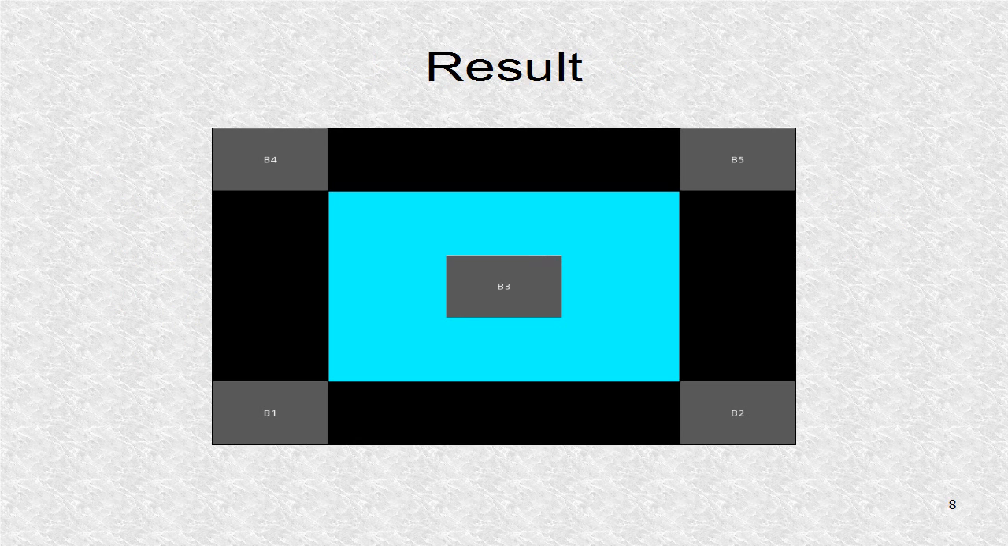8. This is the result, with the colored portion going from 20% to 80% in either of the two directions. The button B3 covers up the exact center of the layout. The other buttons are at the four corners.